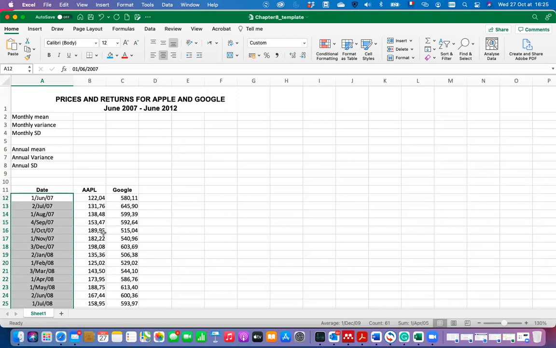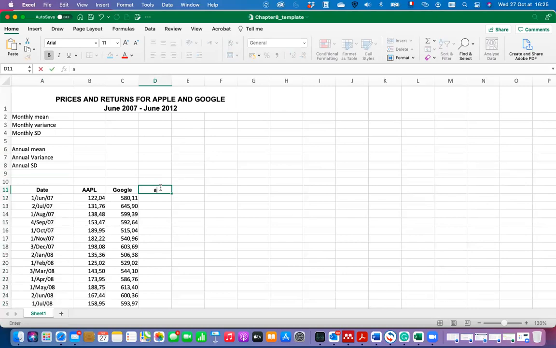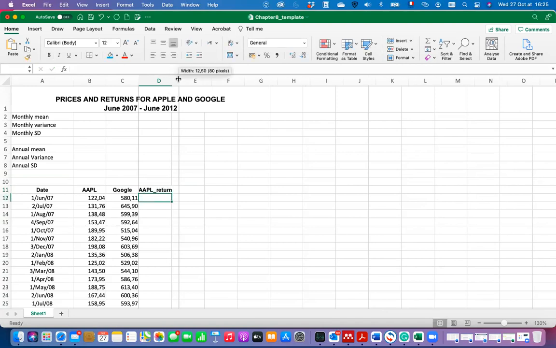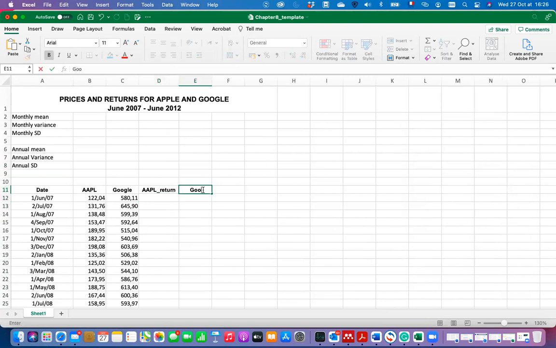This is the first thing that you have to pay attention to during the exam. I have to check if you have directly the returns or the prices. If you are given directly the returns, everything is good, so you can start calculations directly. But here you have prices. You have first to convert them into returns. So we will create two new columns. I call the first one Apple return, and the second one Google return.